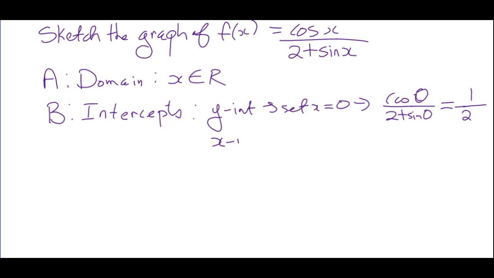X-intercepts. To get the x-intercepts, we need cos x to be 0, because 2 plus sine x is just whatever it is. So when cos x is 0, so cos x equals 0.